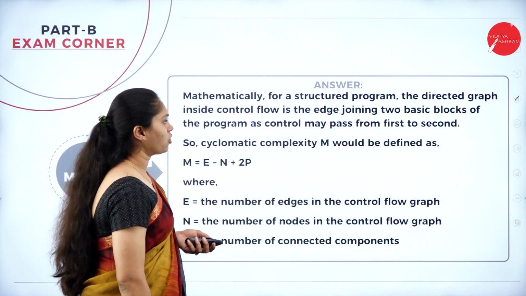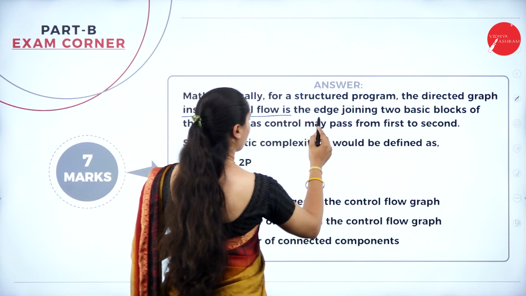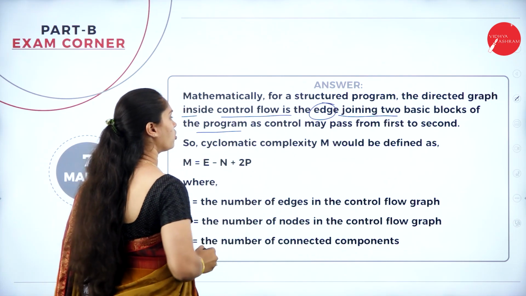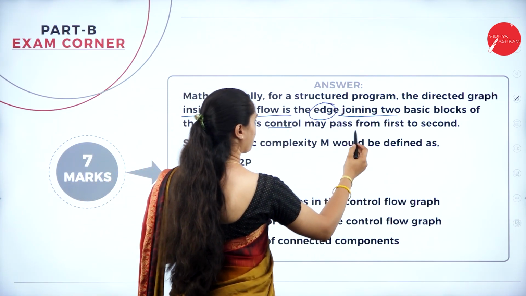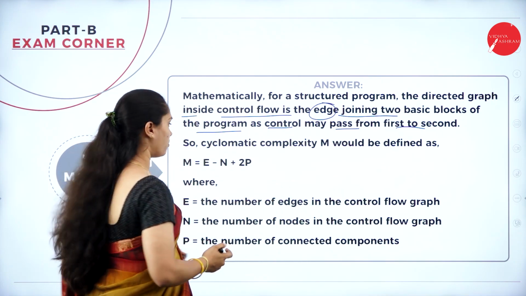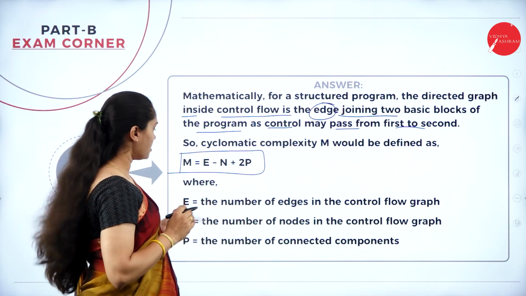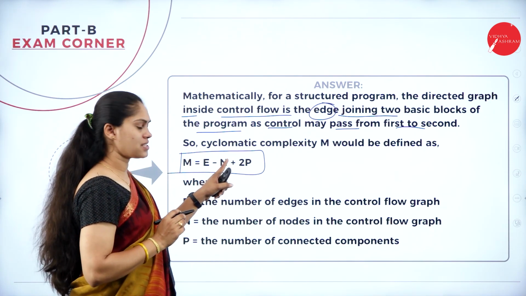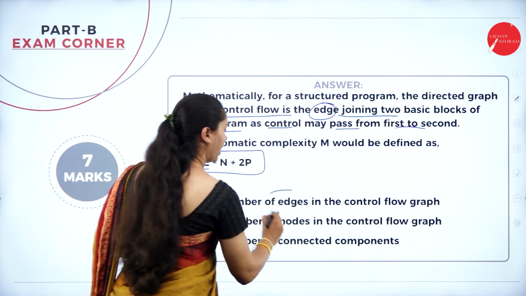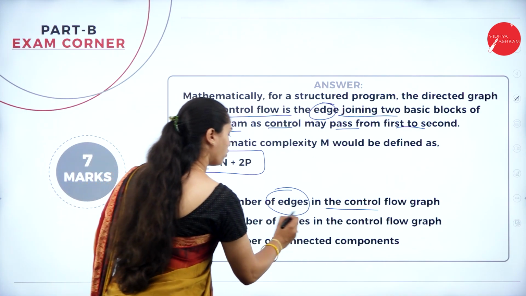So here you can see that in structured programming, the directed graph inside a control flow is the edge which joins two basic blocks of a program, as control may pass from the first to the second. Then how are we going to find the cyclomatic complexity? With the help of this formula, that is M = E - N + 2P. Here E represents the number of edges in the control flow graph and N represents the number of nodes.